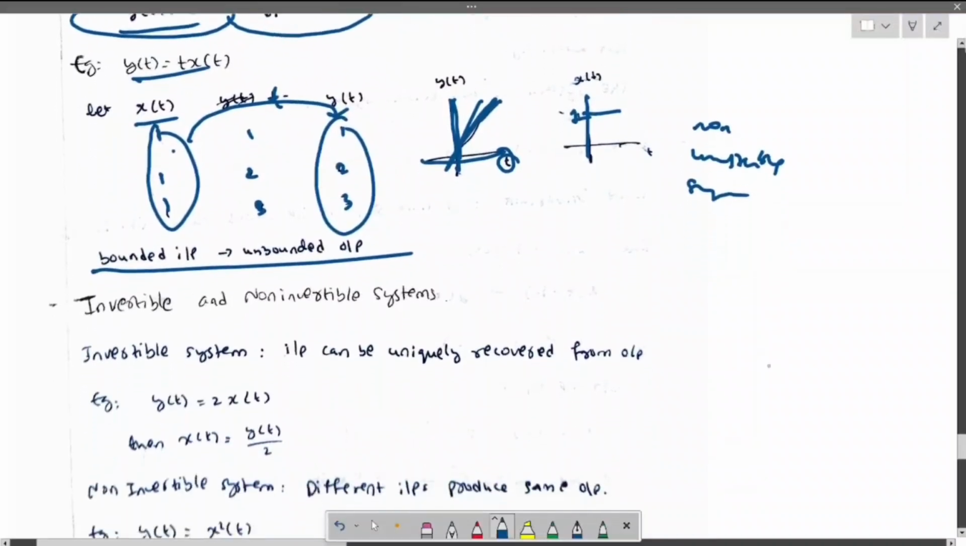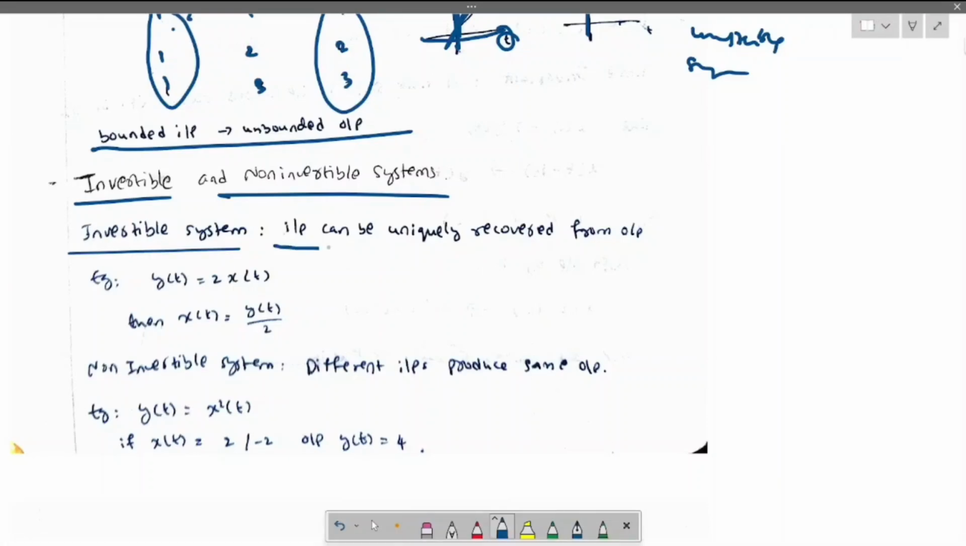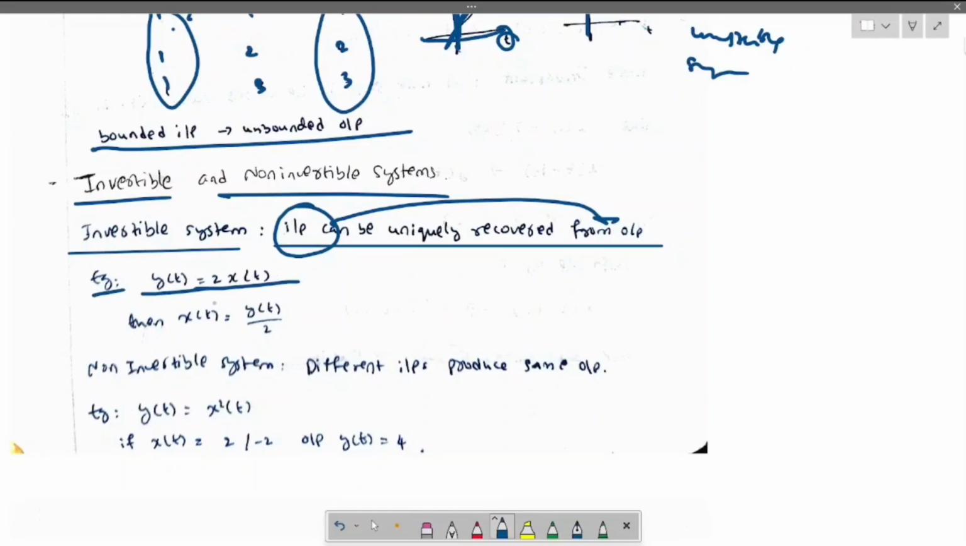Now invertible and non-invertible systems. First let us go with invertible: the input can be uniquely recovered from the output. So we can easily recover the input from the output. Let us go with the example y of t equals 2x of t. Then when we move the 2 to the other side, y of t divided by 2 will be x of t, right? So we are recovering the input from the output. So that's why this is known as invertible.